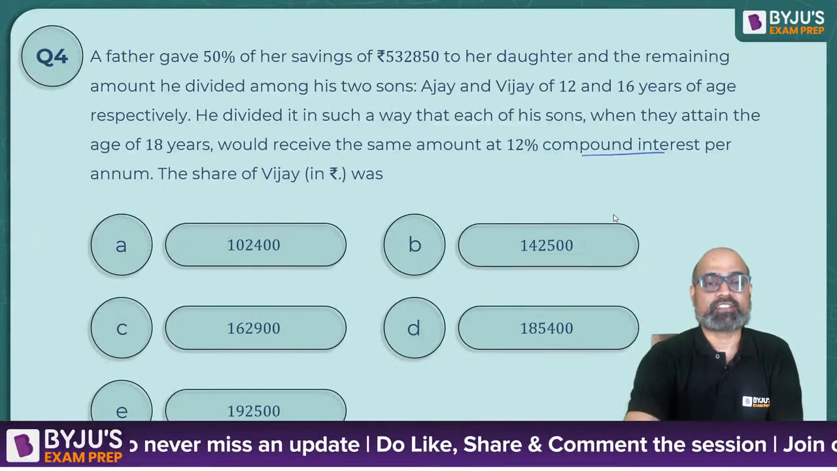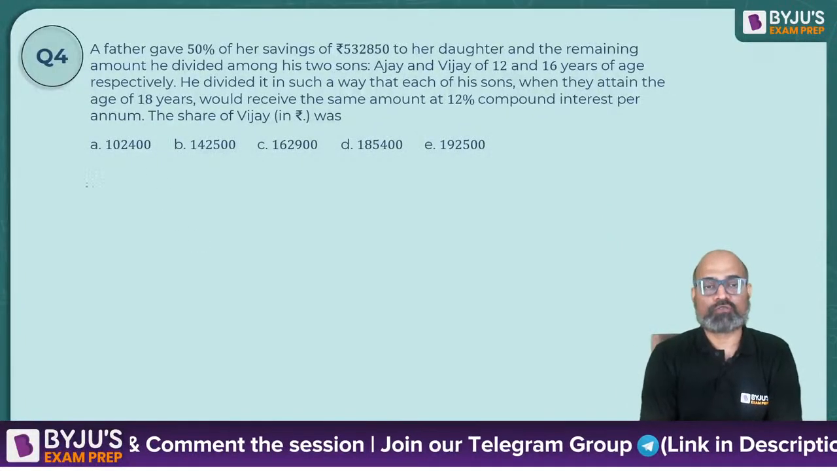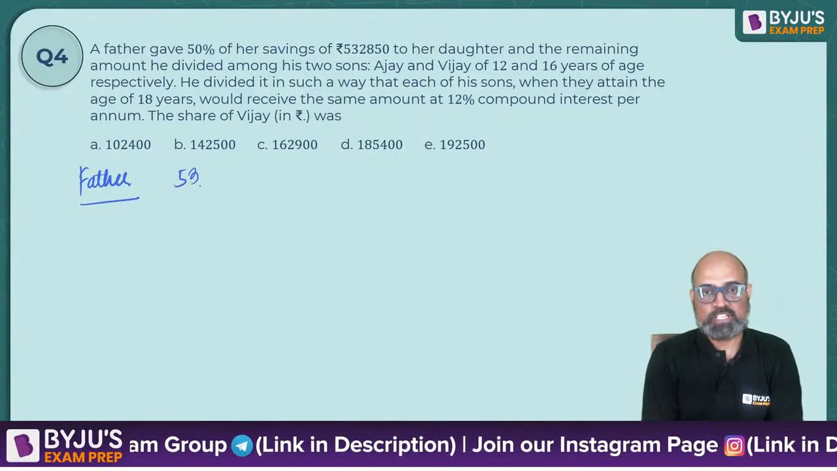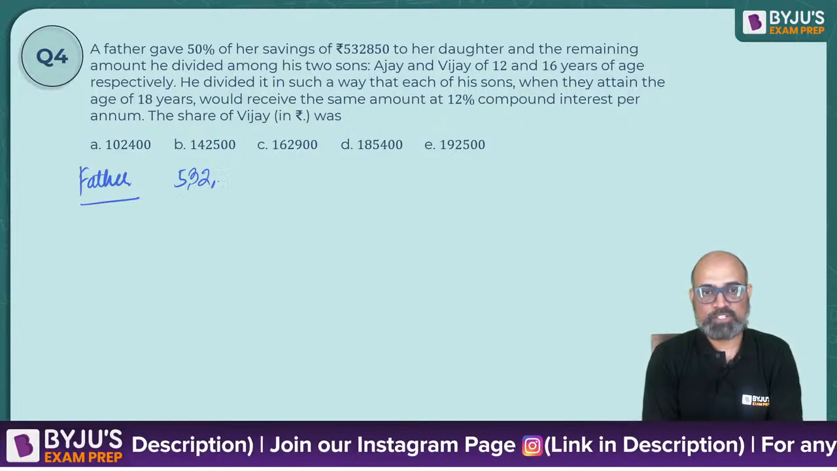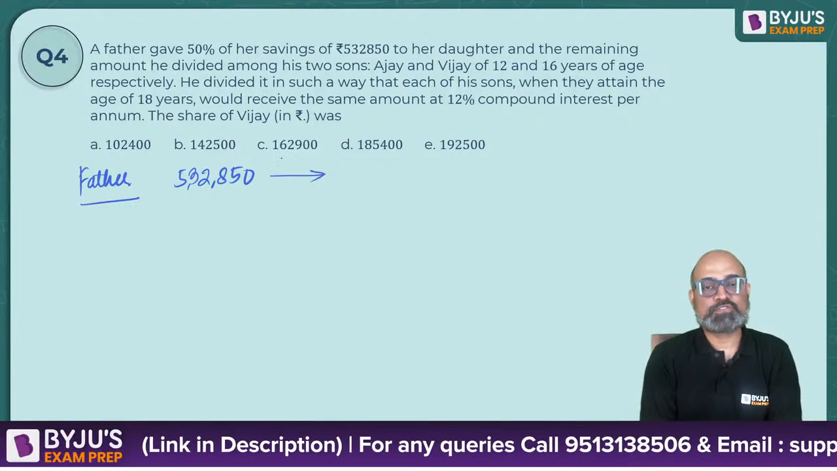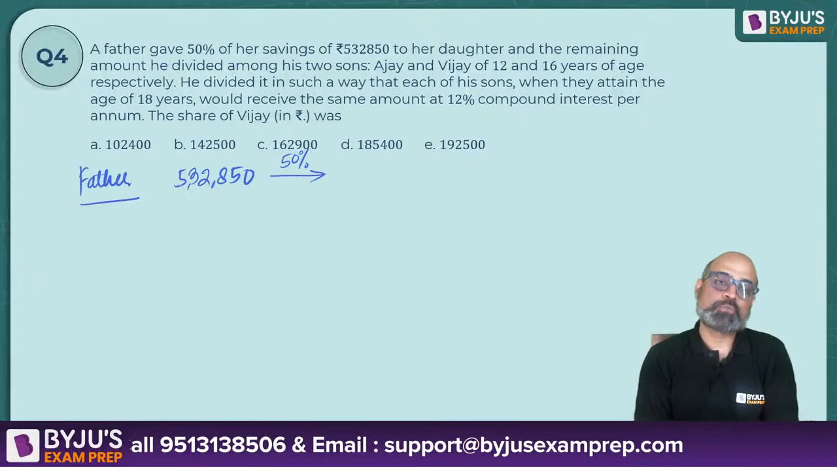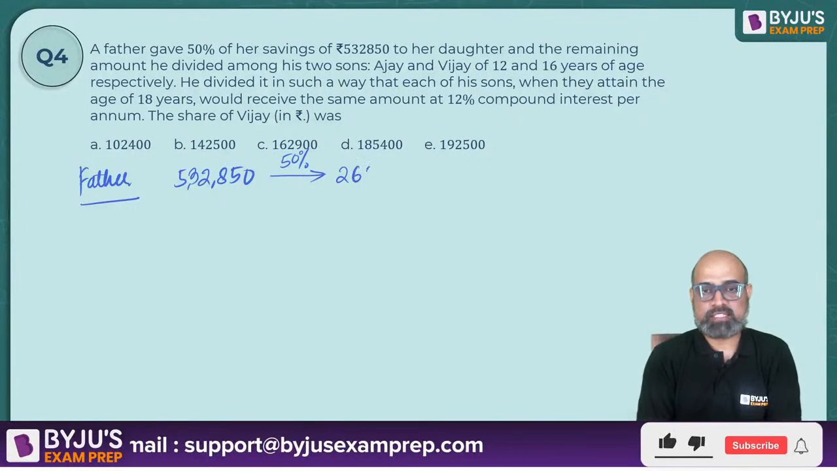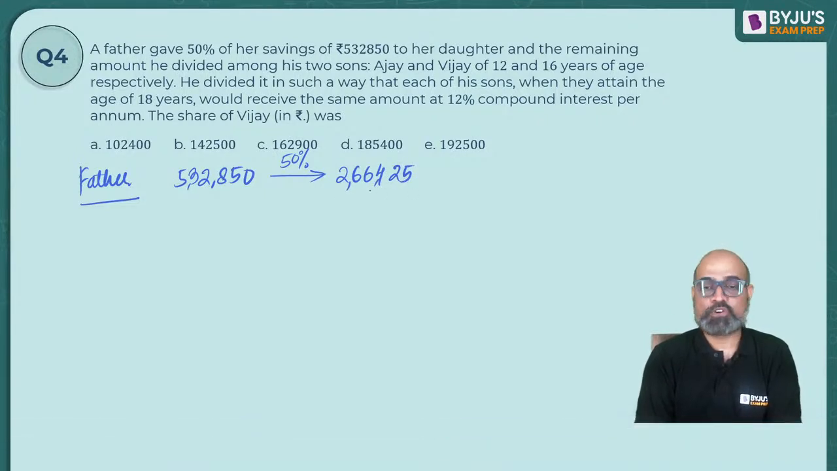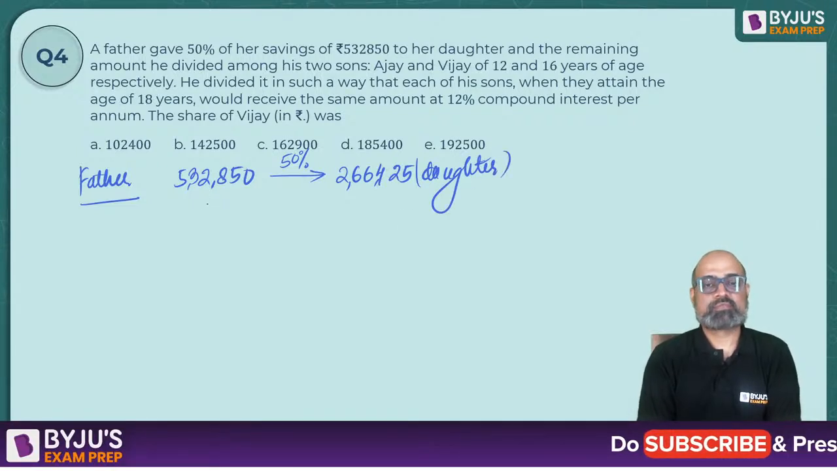Okay, so here it is. Our father gave 50% of our savings. So father has how much money? Father has a total of 5,32,850 rupees. So now what he does, he gives 50% of the savings, that is half of it, which is going to be 266,425. So 2,66,425 to his daughter. कितना बच गया उसके पास?